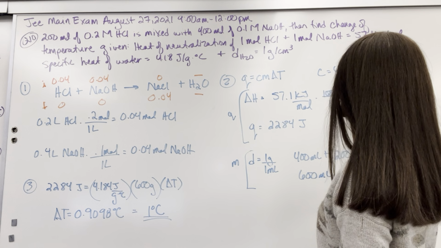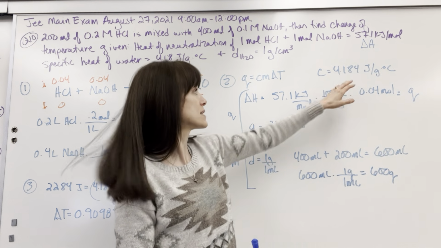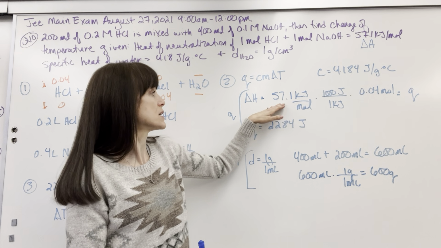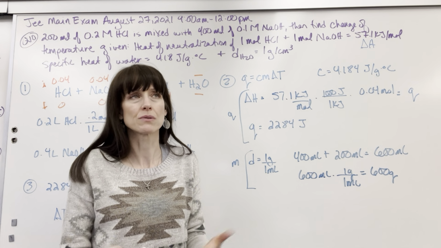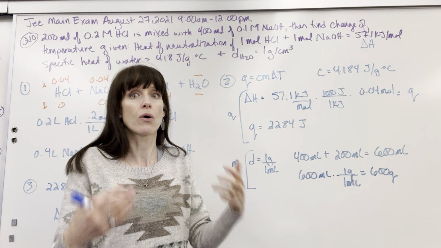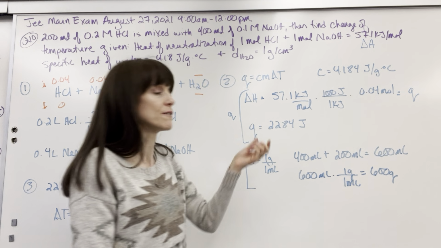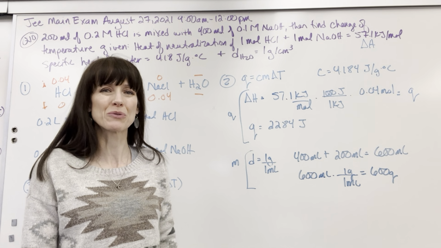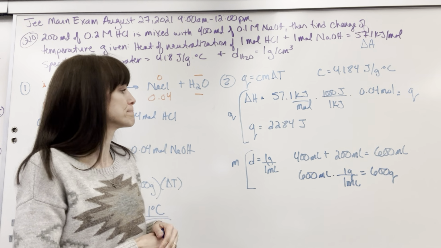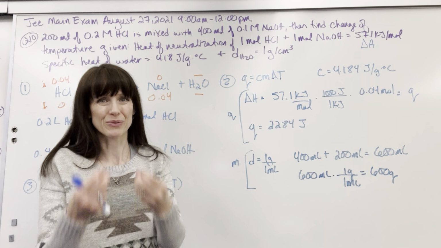We had to multiply it by the 0.04 because this number, the 57, is when you have 1 mole of each. Well, we don't have 1 mole of each. We have 0.04 moles of each. So we multiply by that to get just the fraction, the amount of energy that will be released in this unique situation. Nice. So we found Q.